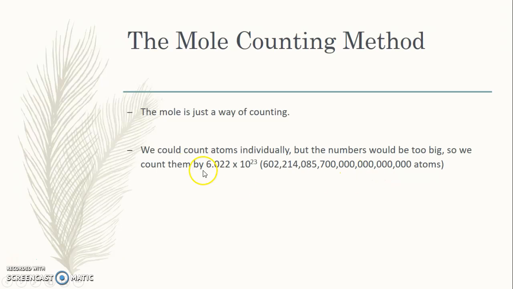So instead, what we do is we count them by 6.02 by 10 to the 23, right? So this is 1 mole. It's 6.022 by 10 to the 23 atoms, but it's considered to be 1 mole, just the same as 1 dozen is 12. 1 mole is 6.022 by 10 to the 23. There are a few more decimal places there, but don't worry about them. 6.022 will be enough, right?